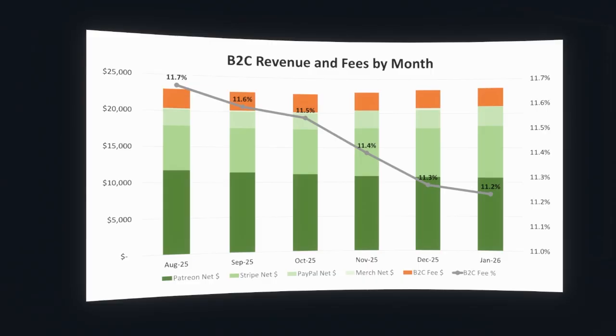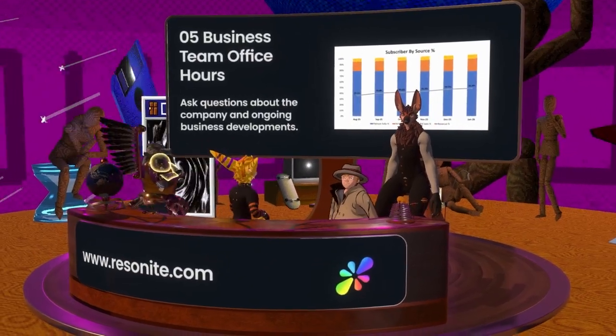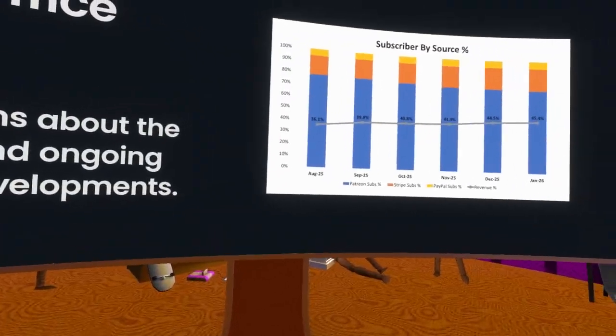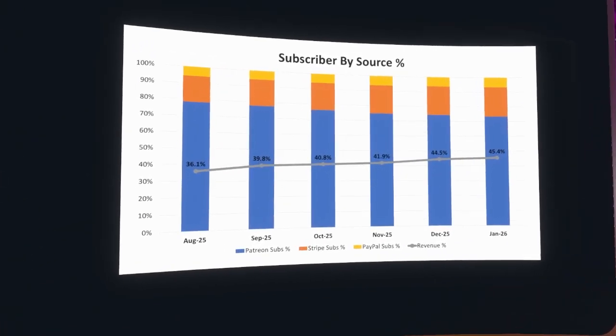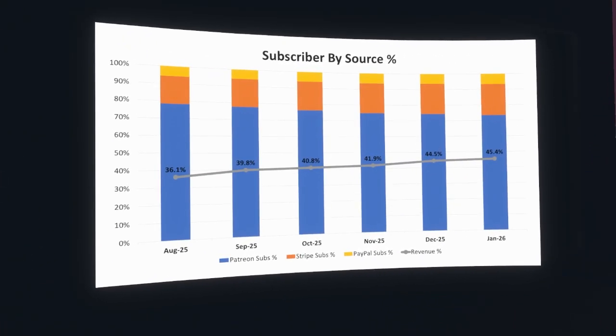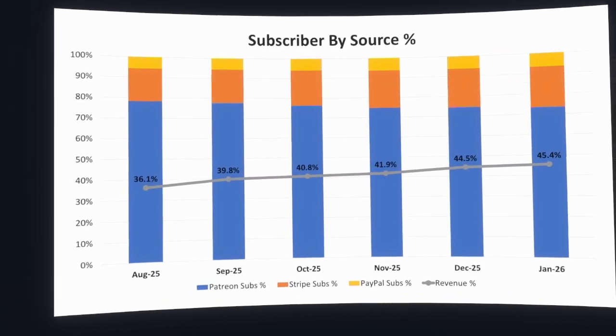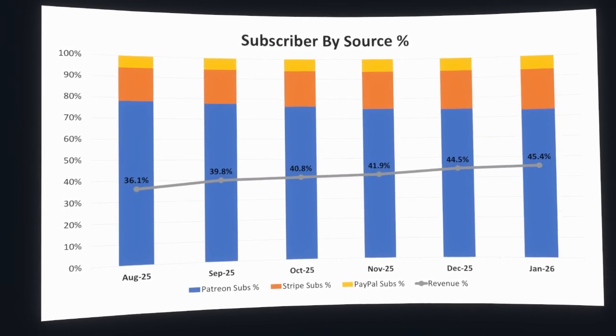On this next slide, we'll be covering the percentages of our subscribers by source. There has been a steady march upward of revenue from Patreon moving to Stripe and PayPal. We crossed the 45% revenue threshold. We're hoping to break 50% by mid-year. Most of the growth of revenue has been Stripe users upgrading their tiers. So I'm guessing a lot of the Patreon subs just kind of set it and forget it.